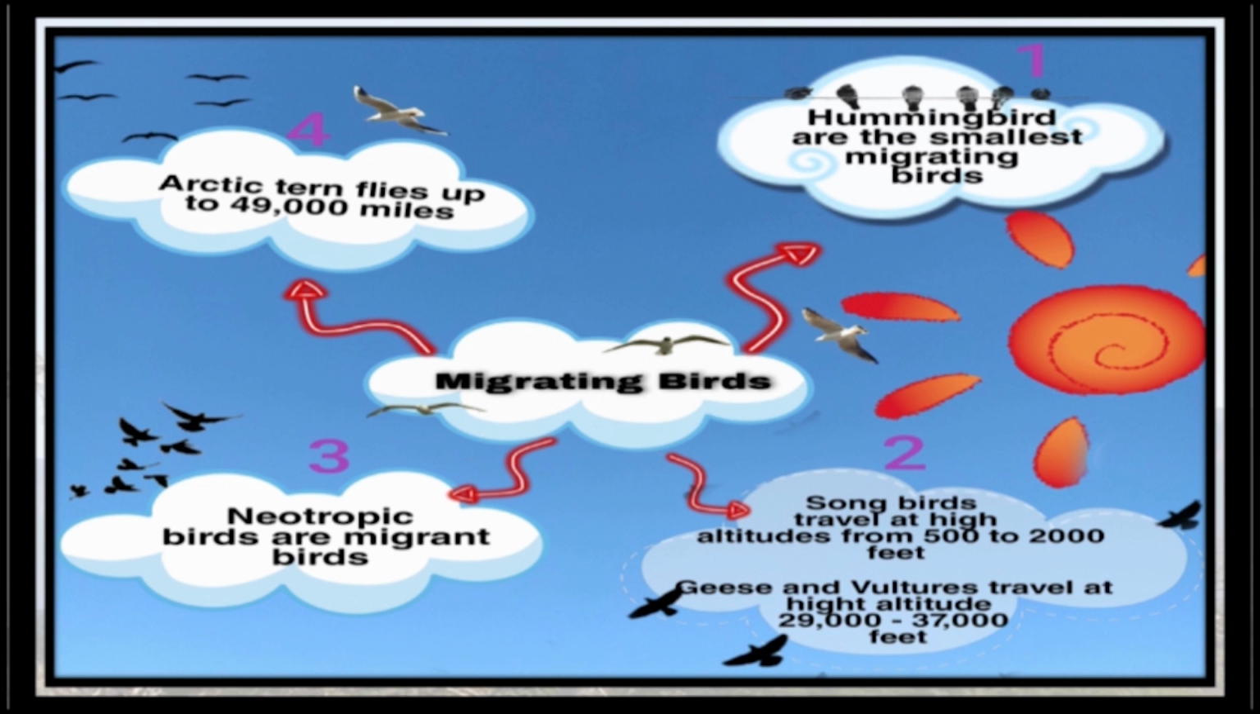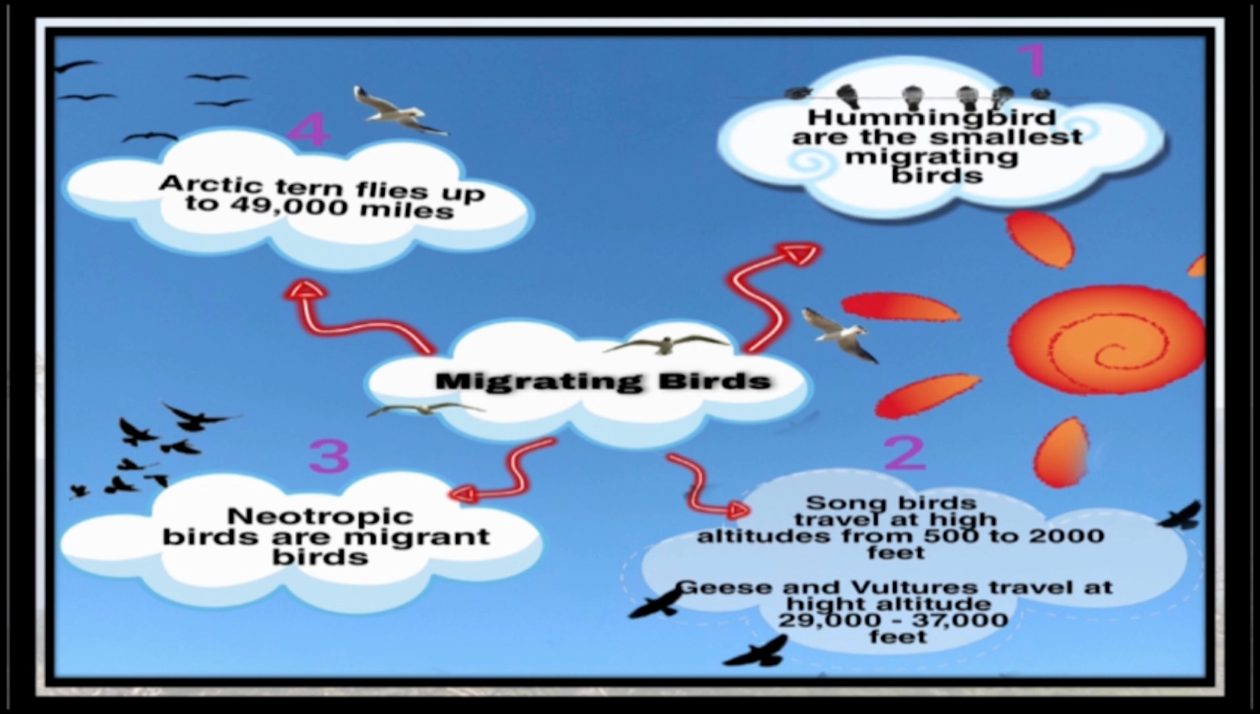Songbirds travel at an altitude as high as 500 to 2000 feet. Geese and vultures have been known to travel at altitudes of 29,000 to 37,000 feet high. Some scientists believe that birds travel at higher altitudes to conserve energy, with less flapping of wings and more gliding.